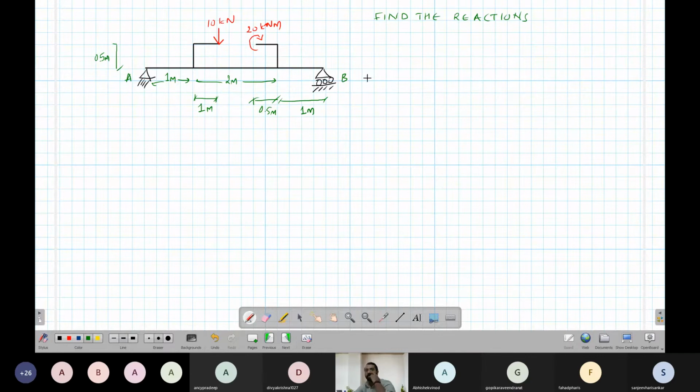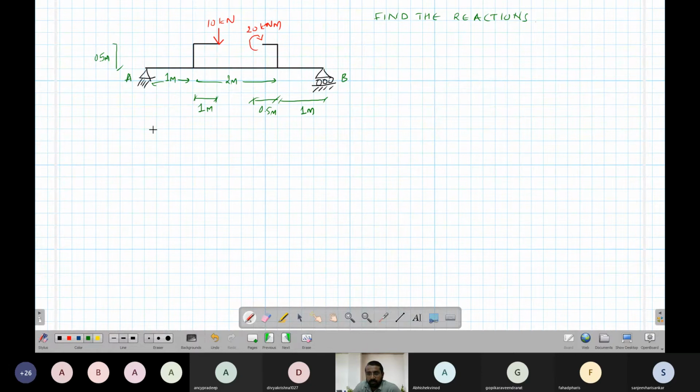Reactions. Okay, it looks very complicated when you see it. So there is a small beam here, a simply supported beam here. On top of that there is a bracket like this, 10 kilonewton. Then there is another bracket, 0.5 meter wide and 1.5 meter is its height. Okay, here it is a 20 kilonewton meter moment, and here it is a 10 kilonewton force. Okay, what you have to find is the reactions.